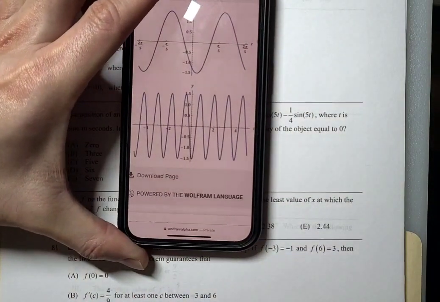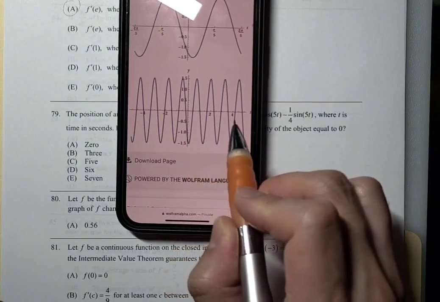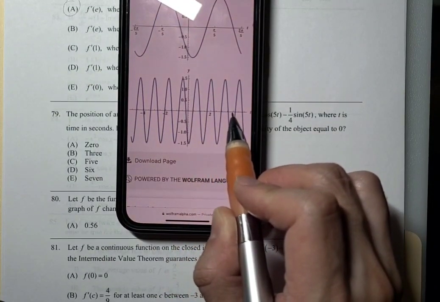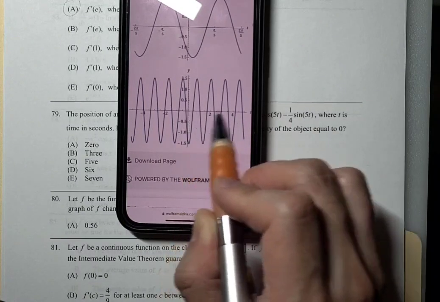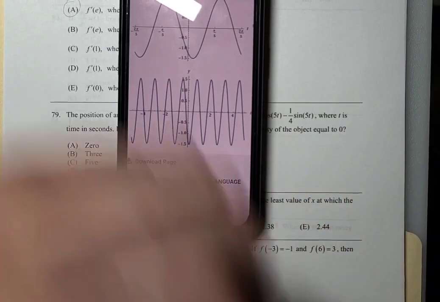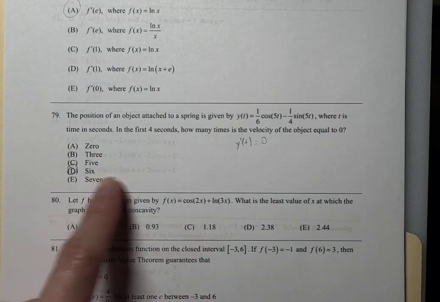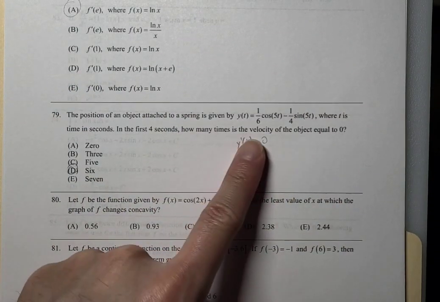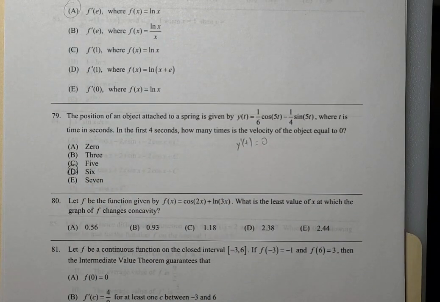Okay, so I put it in Wolfram Alpha. We're interested when it's from 0 to 4. So how many times does it cross 0 in the interval 0 to 4? You just count 1, 2, 3, 4, 5, 6. So it crosses 6 times. The graph I showed was the velocity, and we showed it was equal to 0 6 times. So that should be D.